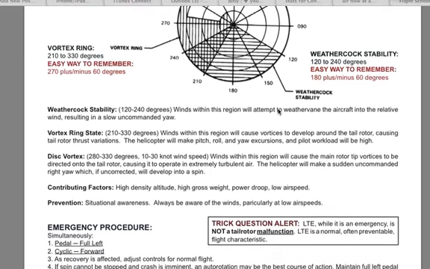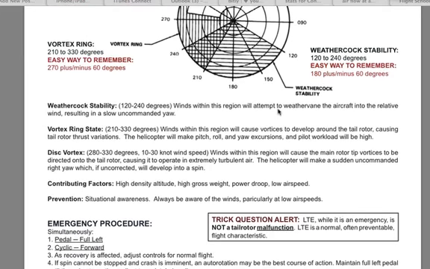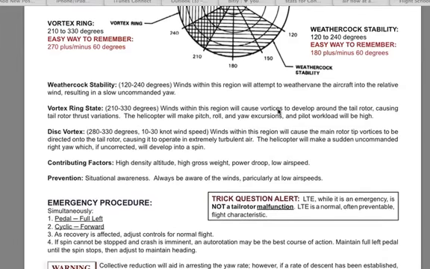All right, here we're going to talk about how to get out of this stuff. Emergency procedure. Simultaneously, and this has got to be completely instinctual, guys, your pedal goes full left and your cyclic goes forward. That's going to get you out of this. You're going to pick up airspeed. You're going to put a little left pedal into it. As recovery is effected, adjust your controls for normal flight.